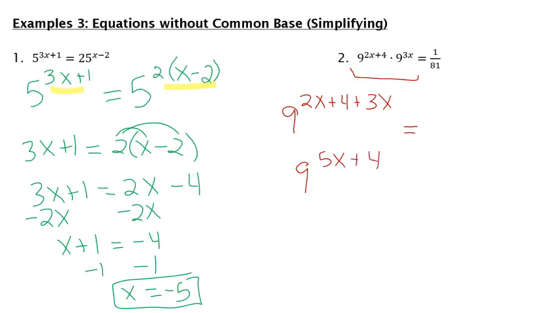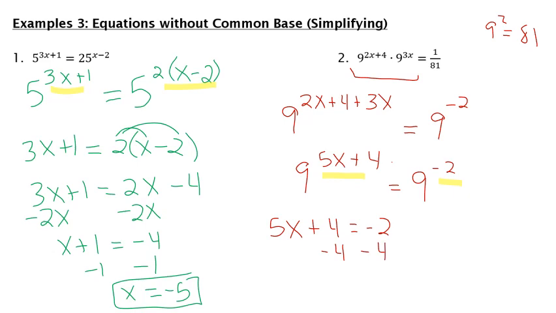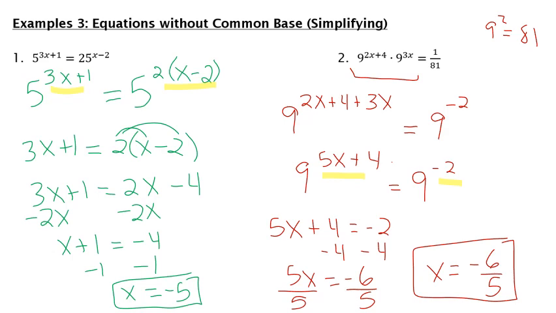On the right side, I actually have 1 over 81. So we know 9 squared is 81. And if it's a fraction, I'm going to end up having to use a negative. So 1 over 81 is actually the same as 9 to the negative 2. And we have our like bases, so we're going to go ahead and set them equal. And then go ahead and solve. And so our answer would be negative 6 over 5. Or you could make that into a decimal.